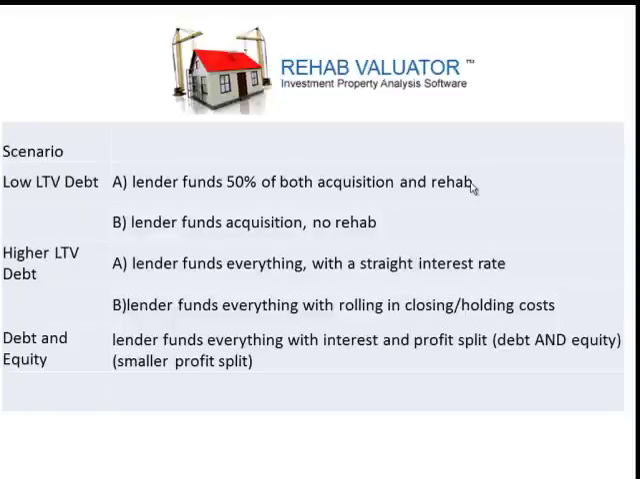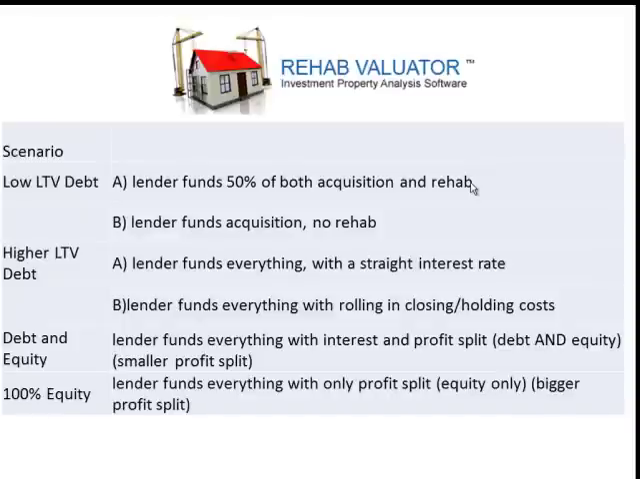Then I'm going to show you a scenario called debt and equity, which is where lender funds everything. You give them an interest payment and a profit split. And this is what's called debt and equity, with there being a smaller profit split. And then I'm going to show you a scenario that's called 100% equity, where lender funds everything with only a profit split. And this is really called equity only. And again, don't worry about what this means. I'm going to go through each one of these in detail. So again, if anything doesn't make sense, pause the video, rewind it, and take notes.